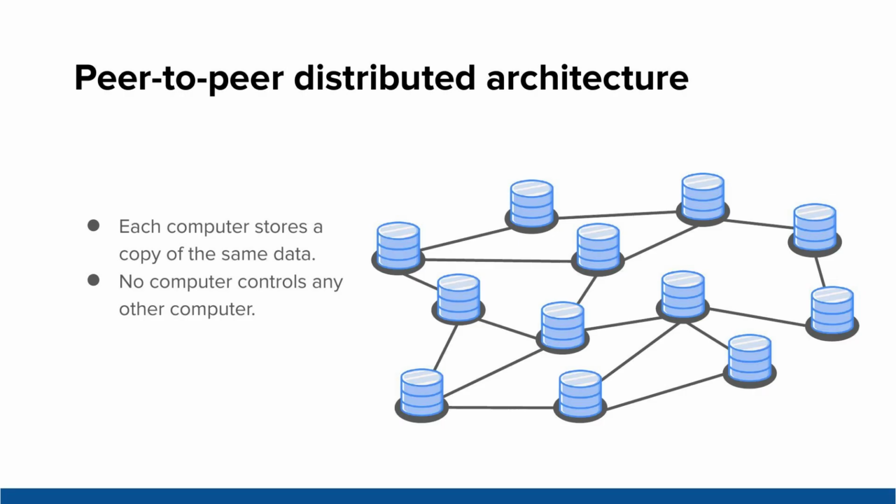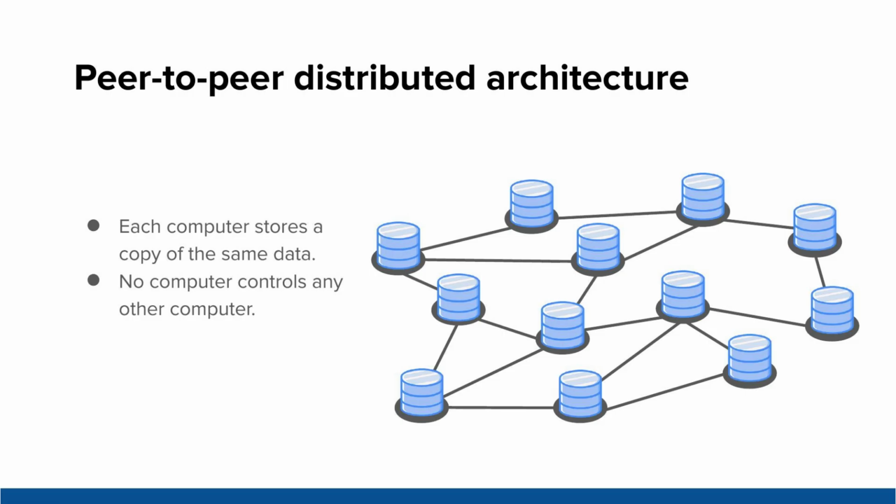Most systems we use, like a bank or a social media platform, use what's called a centralized architecture. There's one main server that stores everything. You connect to it to get your data. Blockchain is completely different. It uses a peer-to-peer distributed architecture.